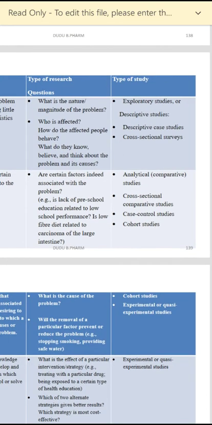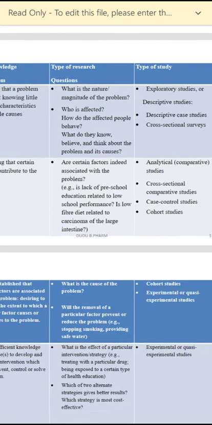Now, from the questions that you ask, you will be able to design the type of study. First, exploratory study or descriptive studies. Then descriptive case study or cross-sectional survey. Because actually you've seen something happening but you don't know. From your question, for you to get answers to your question, you should use this type of study: exploratory studies or descriptive studies, descriptive case studies, or cross-sectional survey.